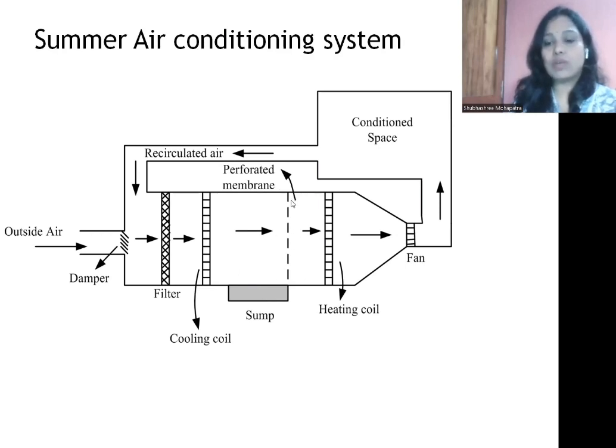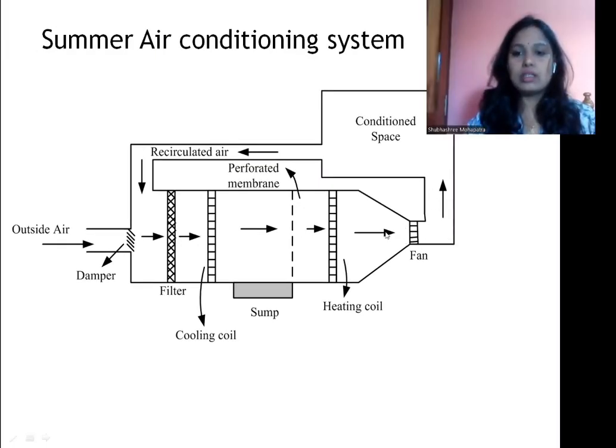Then we can also add one perforated membrane. Its function is to remove additional moisture from the air, and this removed moisture will be collected at the sump as water. Then this air will be cooled and dehumidified simultaneously. Here we have to understand that the cooling coil temperature will be below the dew point temperature of the outside air. Dehumidified, and through this fan, this cool and dehumidified air will be sent to the conditioned space.